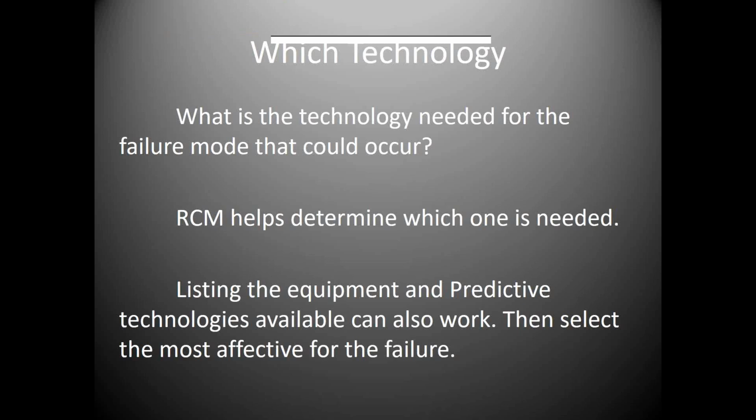So, the process of RCM, which we'll have a training session on later in the year, is going to help us decide what technology to use, because RCM breaks our component failures down into actual failure modes. And we ask the question, is there a way to predict those failures? So listing the equipment and the predictive technologies available could also work. We'll look at a little slide of that as we go through. But, by listing your equipment and all the technologies across from them, we can find the most effective one for the failures we're looking for.